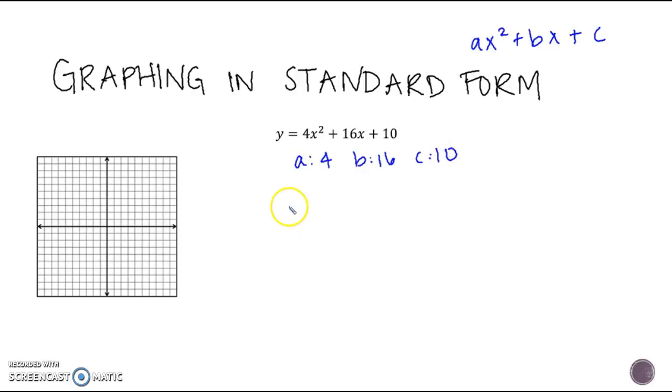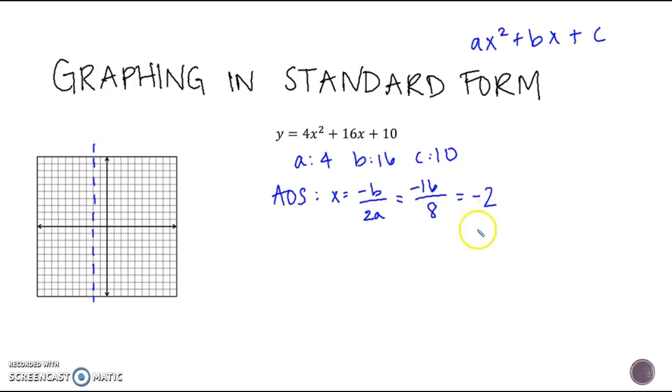Okay, then I've got to find my axis of symmetry. Remember, your formula is x equals negative b over 2a. Negative b would be negative 16. 2 times a is 2 times 4, 8. Negative 16 divided by 8 is negative 2. So I can go on my graph to negative 2 and put my dotted line. That's the middle of my graph.